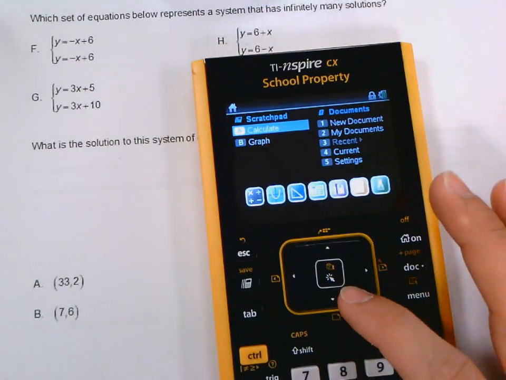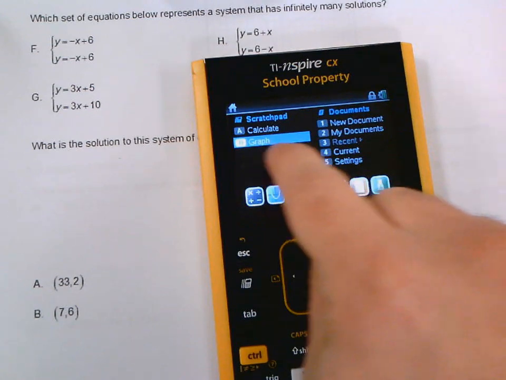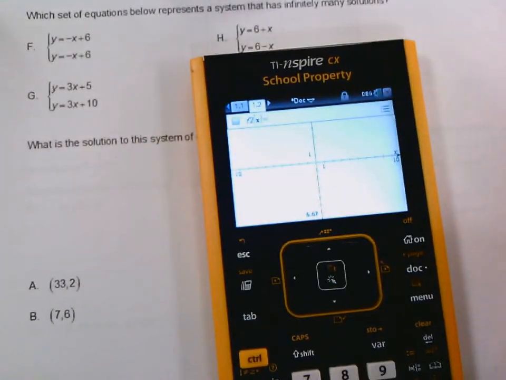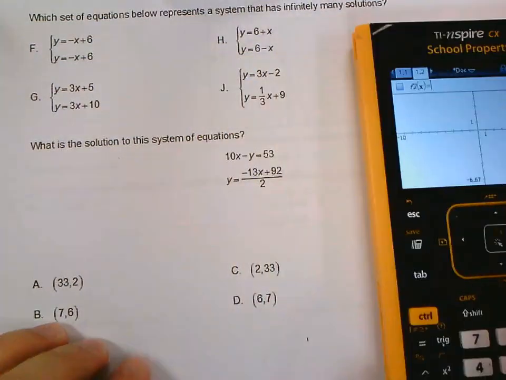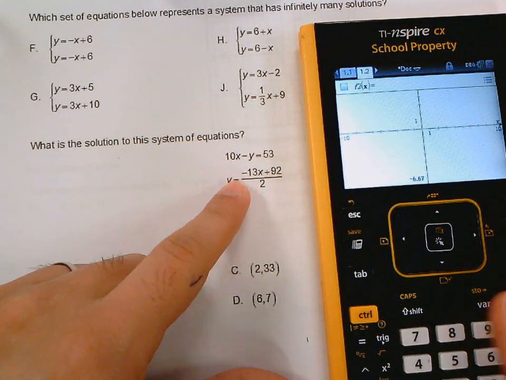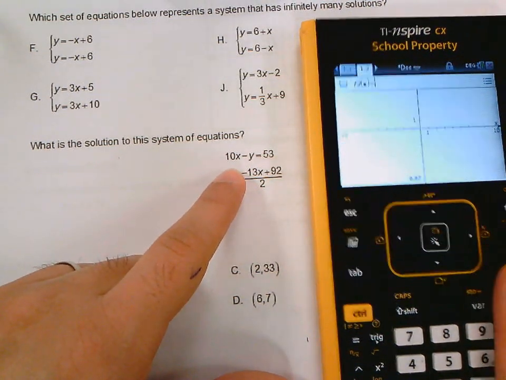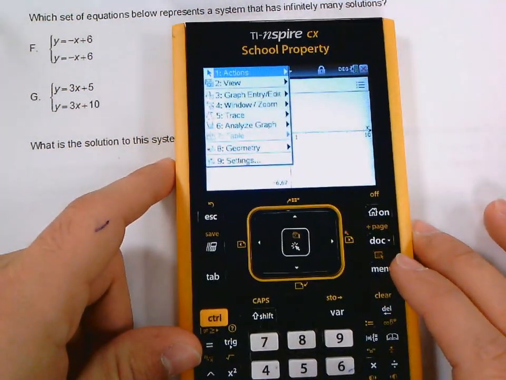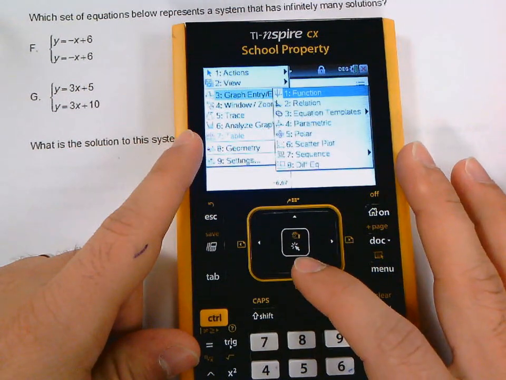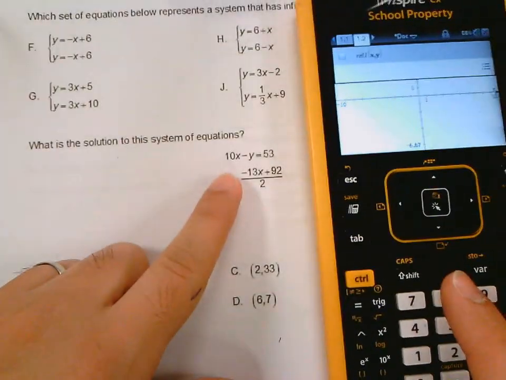So you're going to go to, you can either go here to the graph or this one. I personally just like to go to that one. No particular reason. Now, because these are not solved for y, what you want to do is plug in a relation. So you hit menu, you go all the way to graph entry, and you want to plug in a relation.